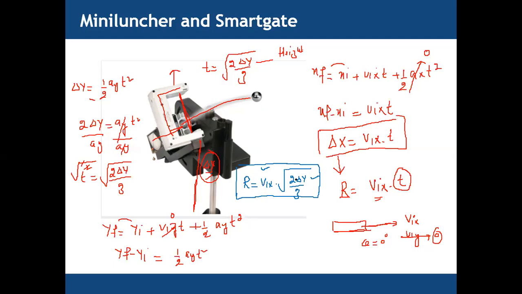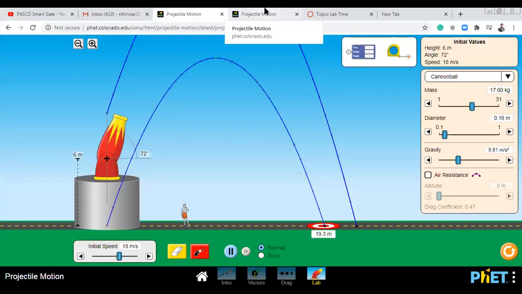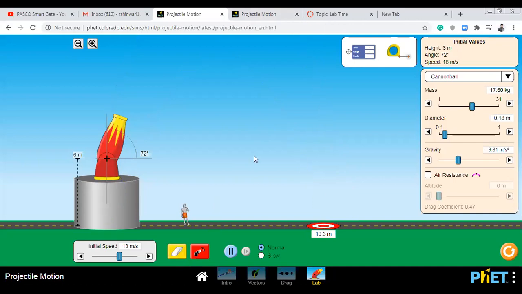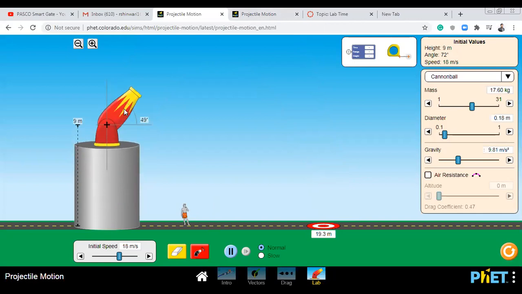Okay, now I'm going to share my screen again with you for the animation. Okay, can you see this one? Yes, sir. Okay, clear. Thank you.